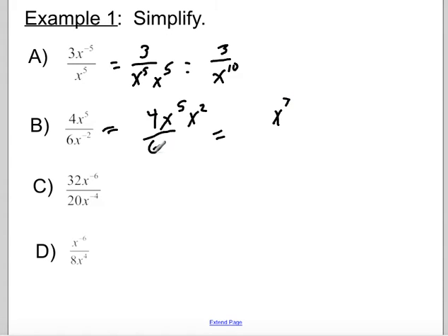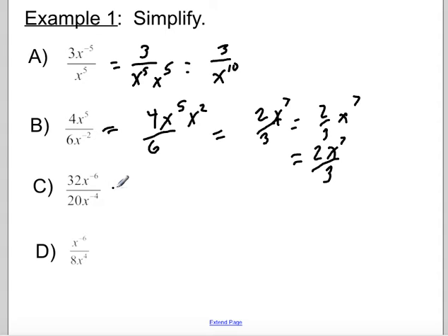And now we can go ahead and reduce down that 4 over 6. So if I reduce down the 4 over 6 there, 2 goes into 4 twice, and 2 goes into 6 3 times. So you can either write this as 2/3 x to the seventh, or some people like to do 2 times x to the seventh all over 3.